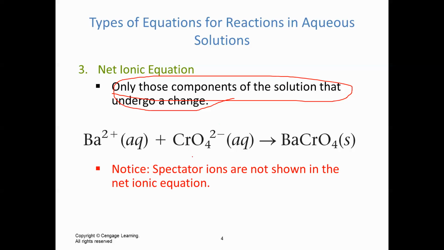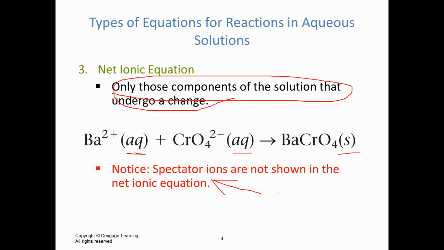And so what does that mean? Well, spectator ions are going to be left out, so make sure you leave out any spectator ions. So again, same reaction as before, but notice that we've left out the potassiums and the nitrate ions, so they don't actually participate in the reaction. And for all of these, remember, always show those states. Very important to show the states here.